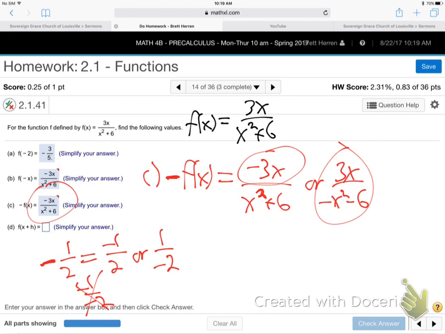Part D would be the same thing. Just plug in the x plus h. I'm going to move along. You're okay?